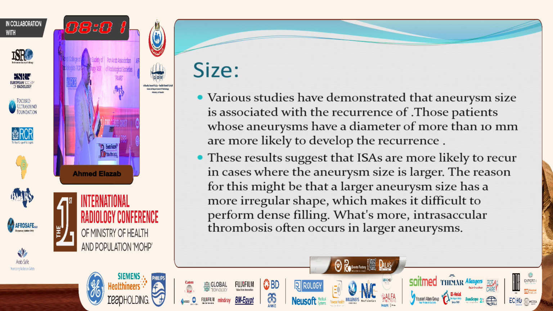Second factor is the size of the aneurysm. Many studies have demonstrated that the aneurysm size is associated with recurrence. Patients with aneurysm diameter more than 10 millimeters are more likely to develop recanalization. This may be because larger aneurysms have a more irregular shape that makes it difficult to perform dense filling. Also, intrasaccular thrombosis is more likely to occur in larger aneurysms.